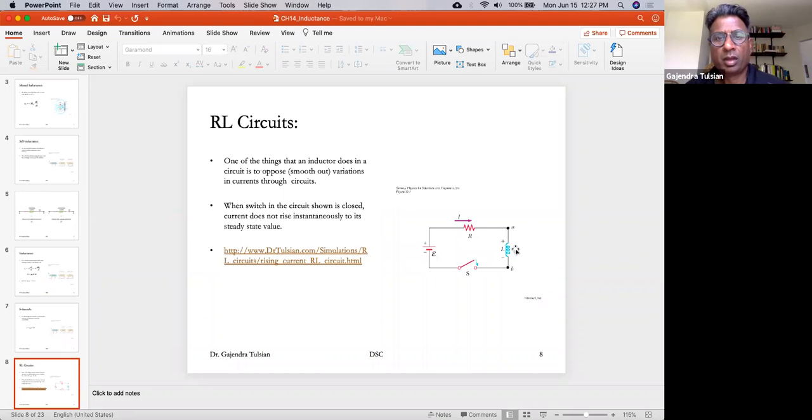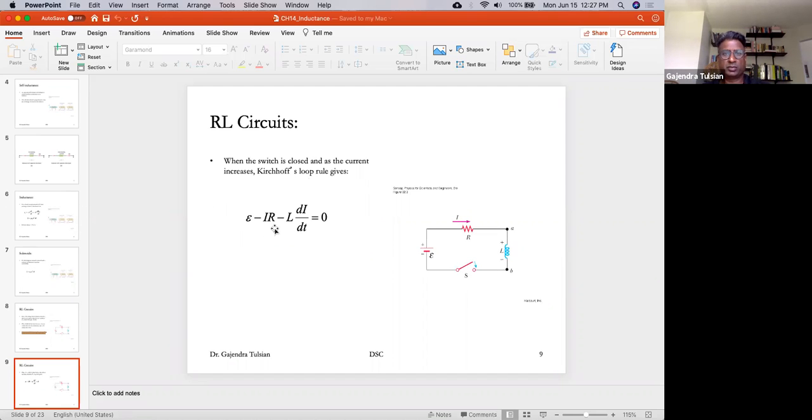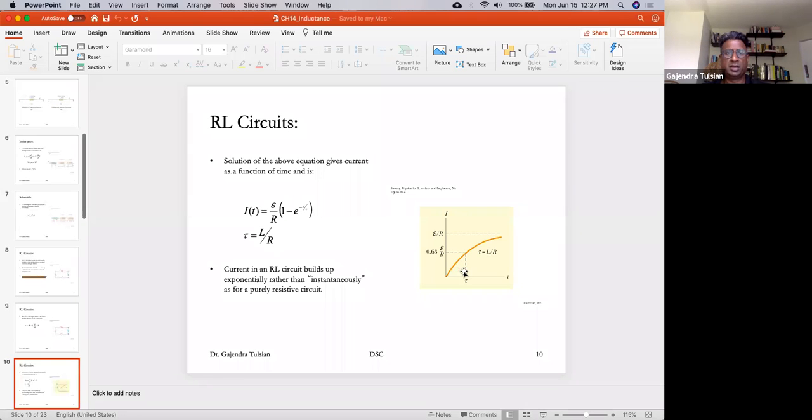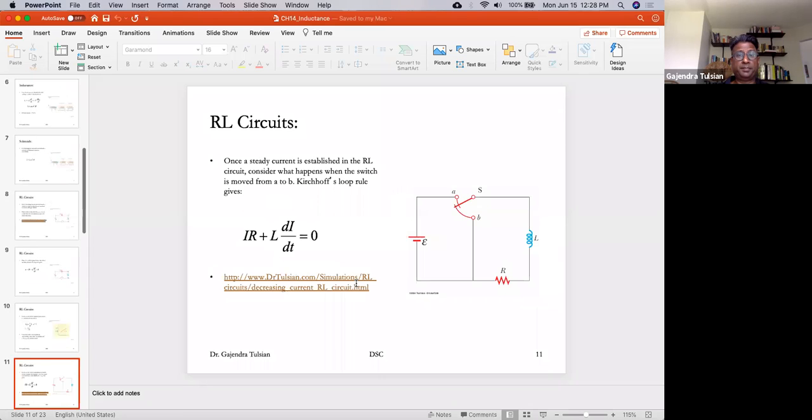You saw that in this circuit, when you close the switch, this was the mathematical model describing the behavior of this circuit. You saw that the current rises exponentially, and the time constant of the circuit is L over R. The time constant is the time scale over which the current changes. So after one time constant, the current has risen to 63% of its maximum value, and so on. And the current is exponentially building up.